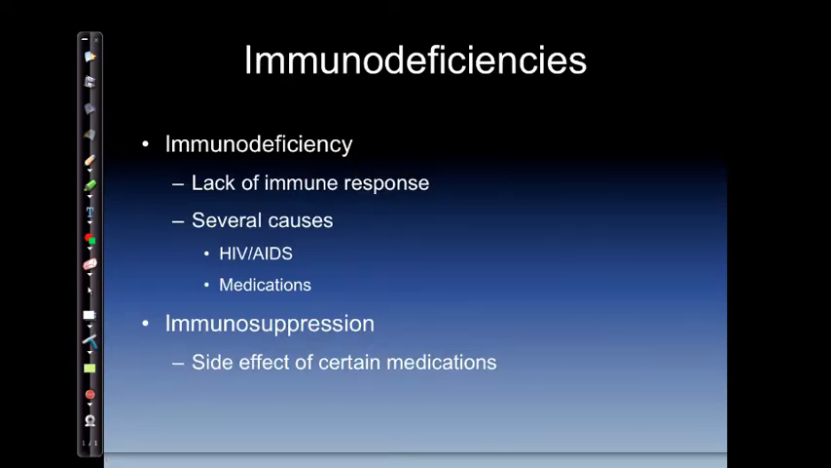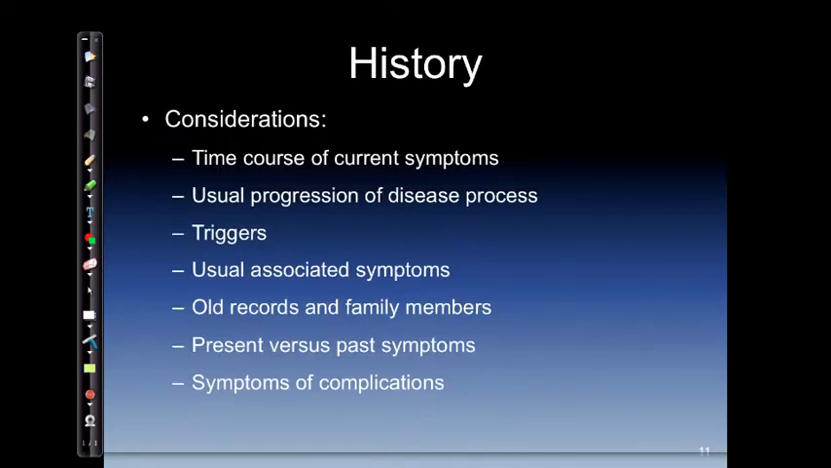Immunodeficiencies: lack of immune response to stimulating antigens, and this has several potential causes, which are things like HIV and AIDS, and then medications can immunosuppress an individual as well. Immunosuppression is a side effect of certain medications. An example of this would be chemotherapy agents used in many cancer patients, which can diminish the patient's immune response. That's because you get a cellular death systemically with chemo. Chemo is designed to kill cells. Well, it kills some of your good cells along with the bad cells.